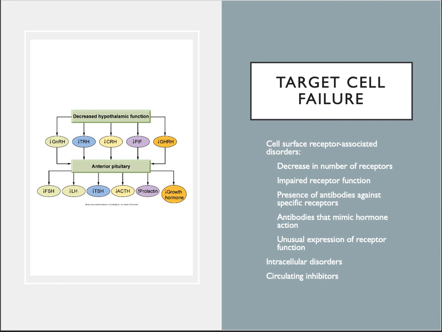And so when we do have target cell failure, we either have a decrease in the number of cell receptors, or maybe those receptors just don't function as well. Sometimes we have the destruction of receptors from antibodies, or sometimes we have antibodies that mimic the hormones and bind to the receptors, but they're not actually doing what the hormone is supposed to do. And so all of those things can cause an endocrine problem.